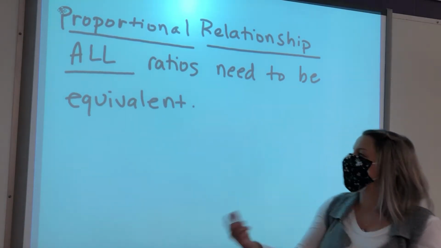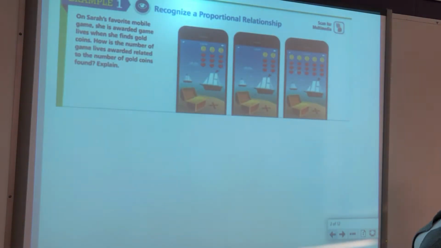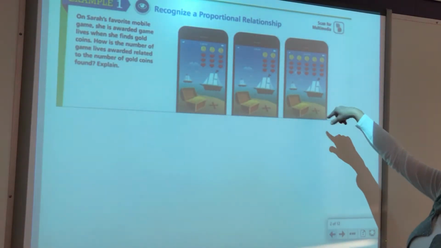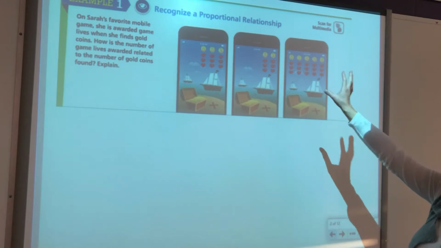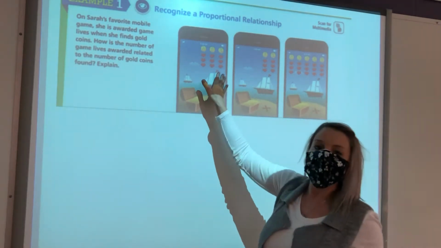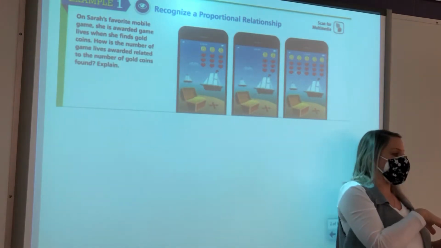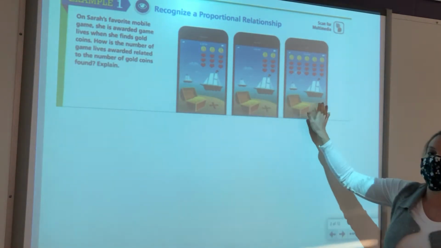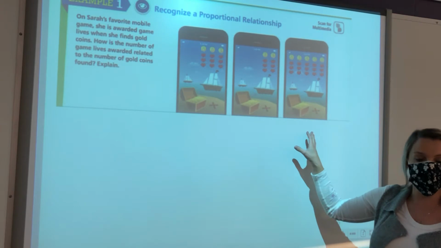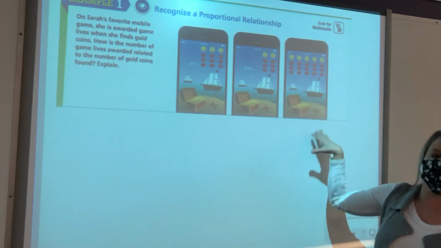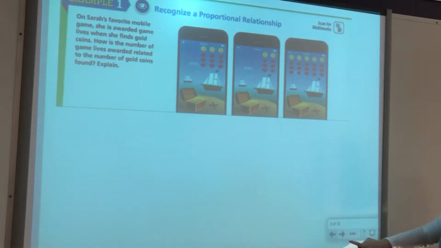So we did two examples on Friday. We did this example here that talked about the ratio of gold coins to lives. And we figured out for every one gold coin you get, you earn 3 lives. Each one of these had a ratio of 1 to 3. So that means that this relationship was proportional.